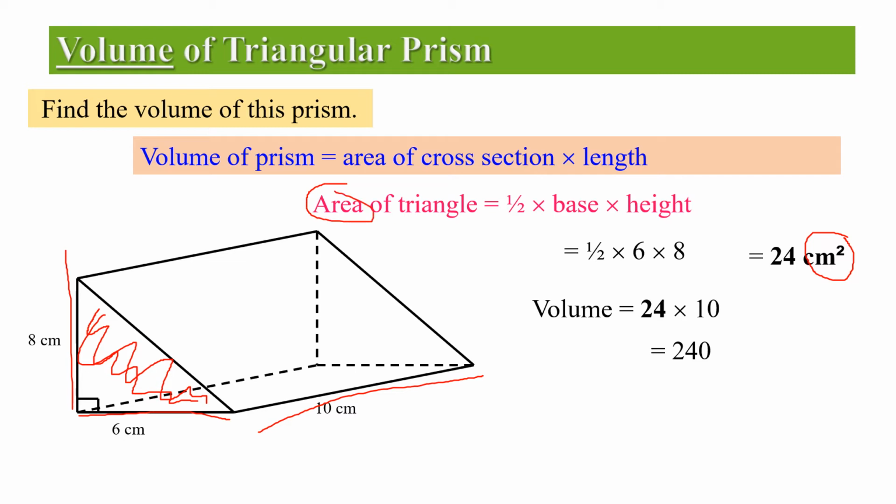Now we want to find the volume. The volume would be the area of the cross section, which is the area of the triangle, times by the length of the prism, which is 10. And that gives us 240 cm cubed. And we must put the correct units because we're finding the volume of a prism.